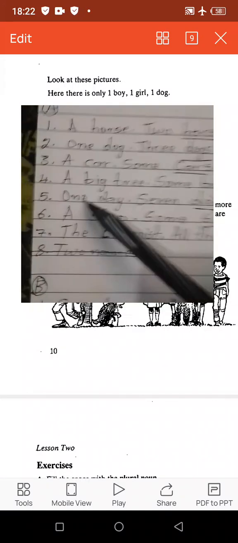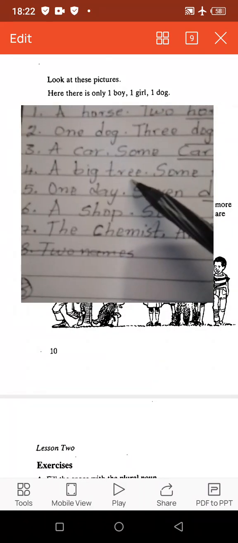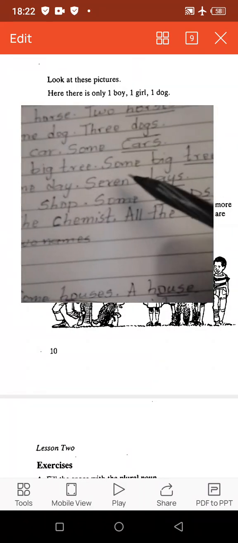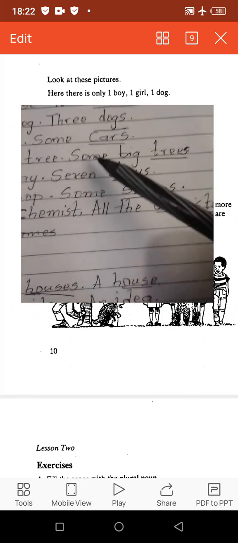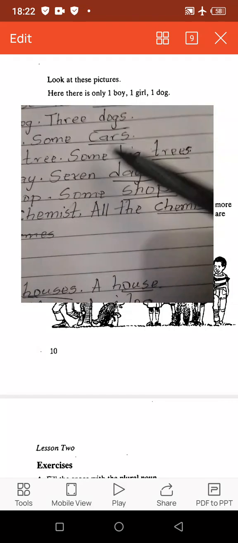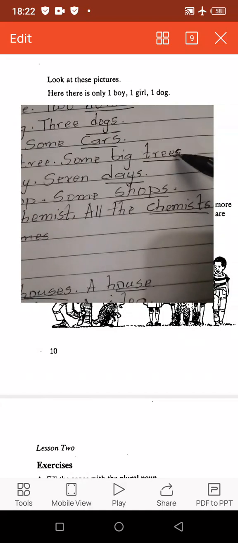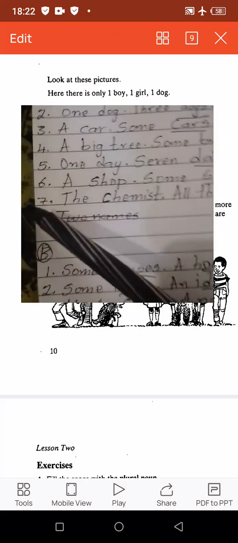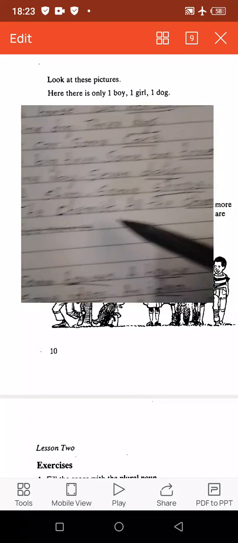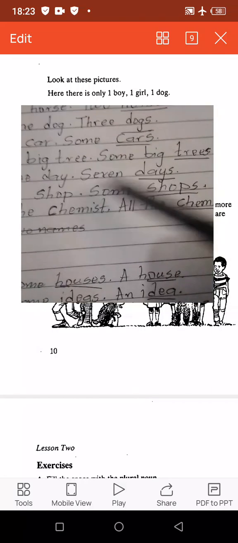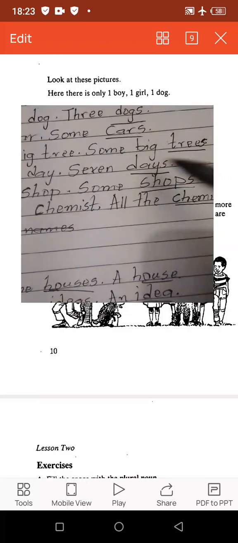Number 4, a big tree. Now what do we say in the plural form when we say some, meaning it is more than 1? Big trees. So we add an s right there. Number 5, one day. How about if it is more than 1? How about if it is 7? We say 7 days.